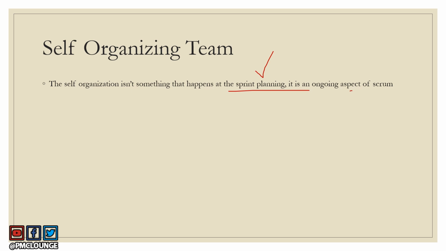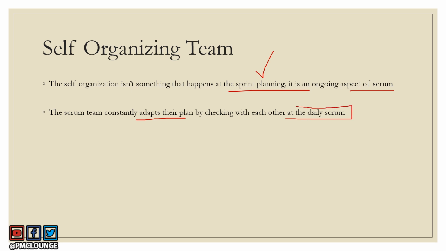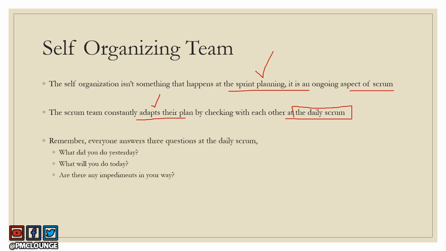Self-organizing is actually an ongoing aspect of Scrum. And how is this made possible? The Scrum team constantly adapts their plan by checking with each other at the daily Scrum. So the daily Scrum is also one meeting which is attended by every single Scrum team member. And the Scrum team is adapting their plan based on whatever comes up at the daily Scrum. Remember, every person in the Scrum team needs to answer three questions in the daily Scrum. What did you do yesterday? What will you do today? And are there any impediments in your way?